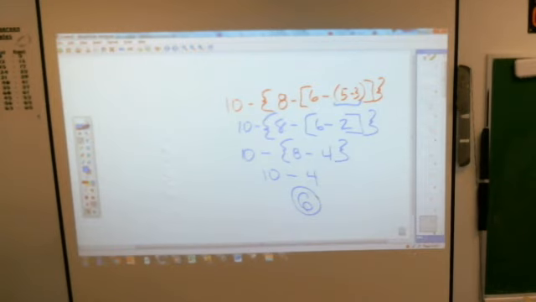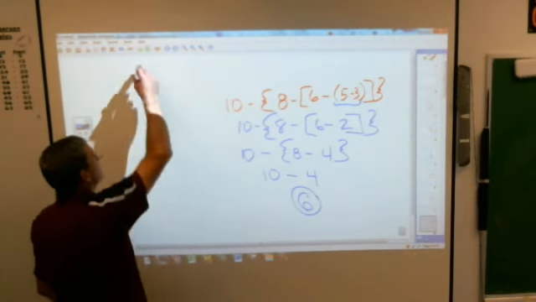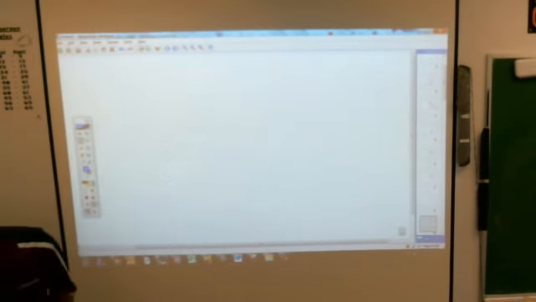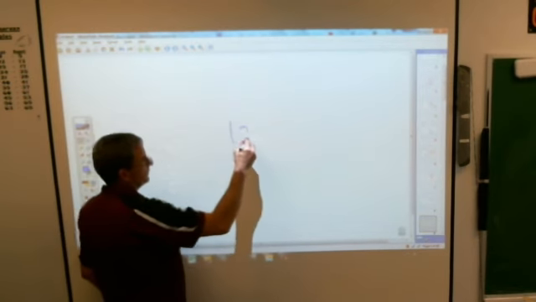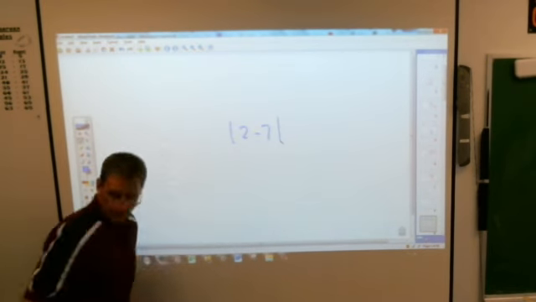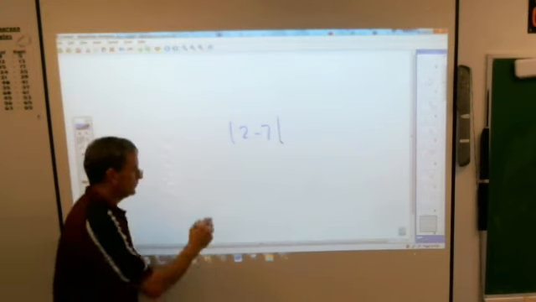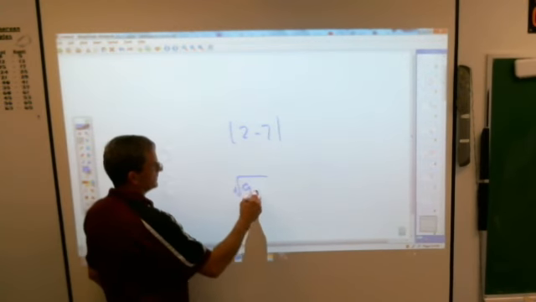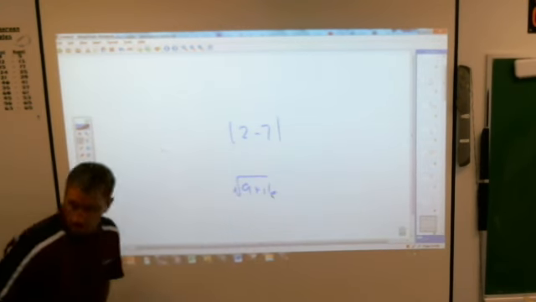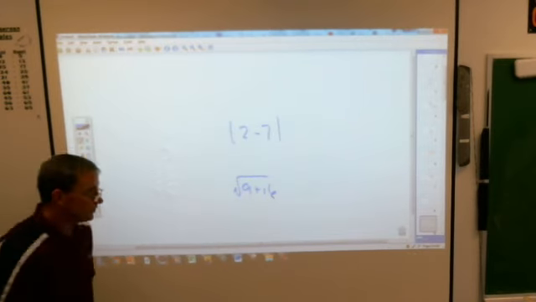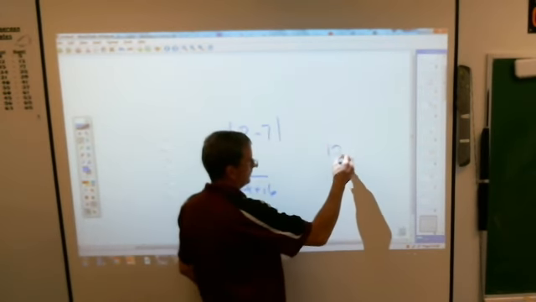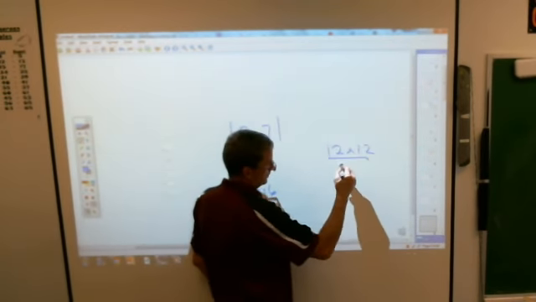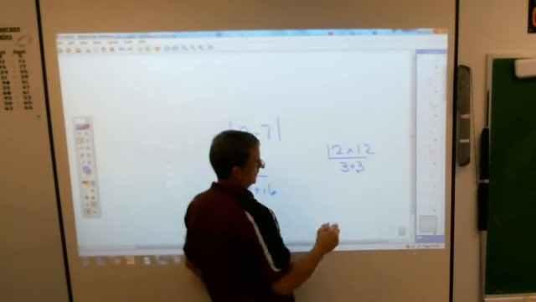And then just a couple more examples. Write down these 3 because they will come back to haunt you. Absolute value of 2 minus 7. The square root of 9 plus 16. And 12 times 12 over 3 plus 3.